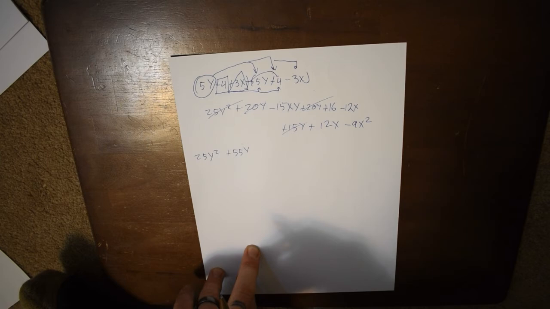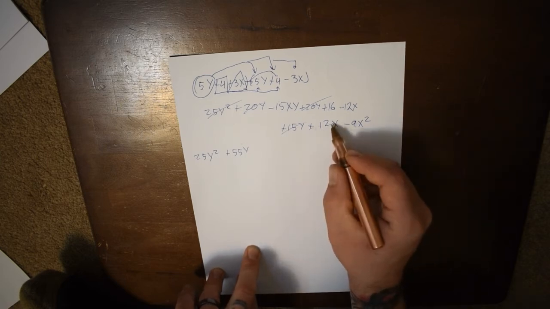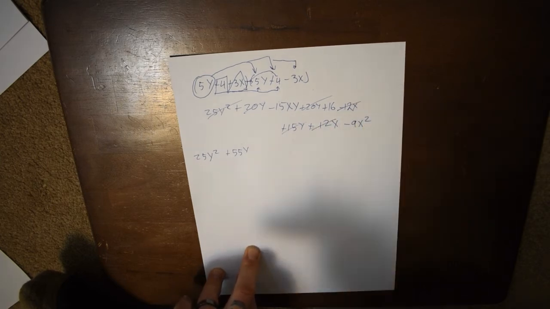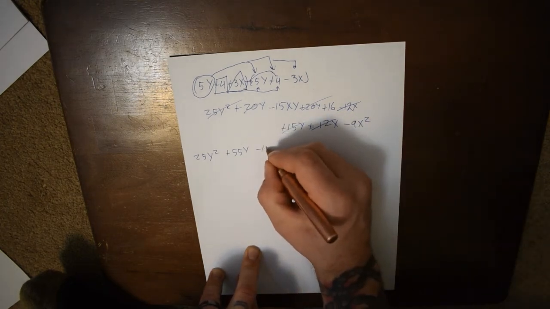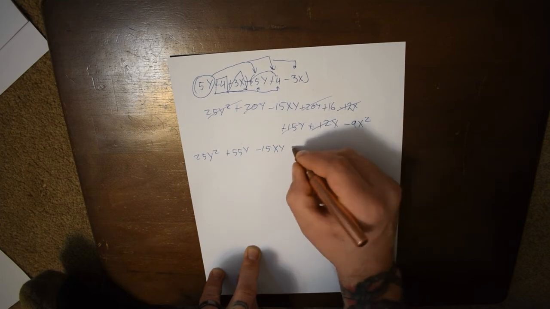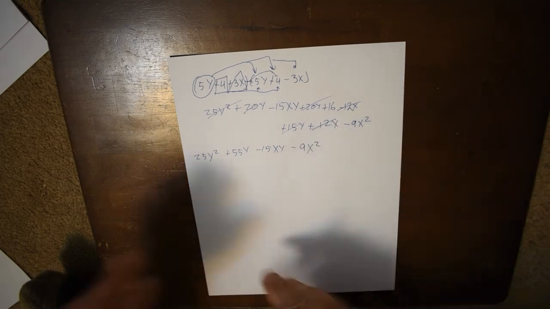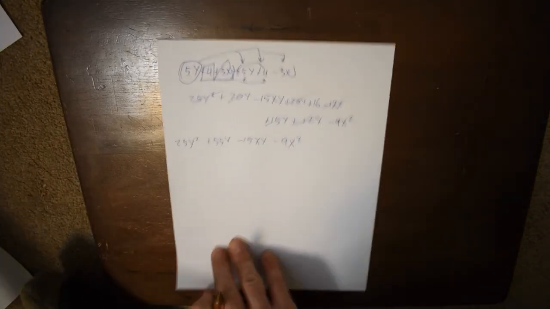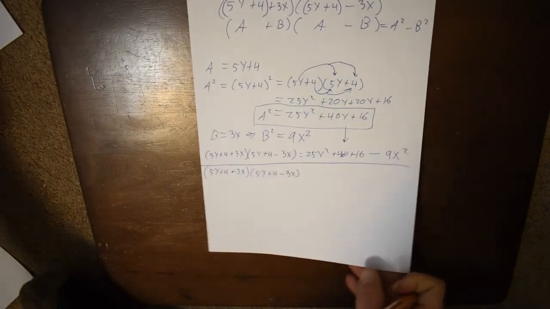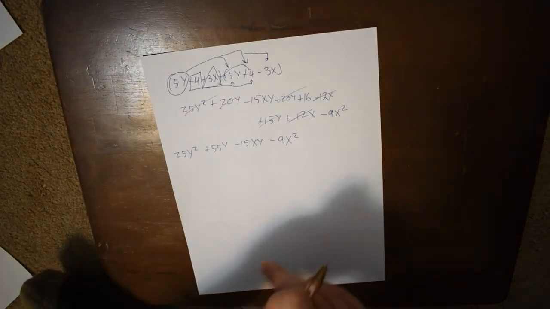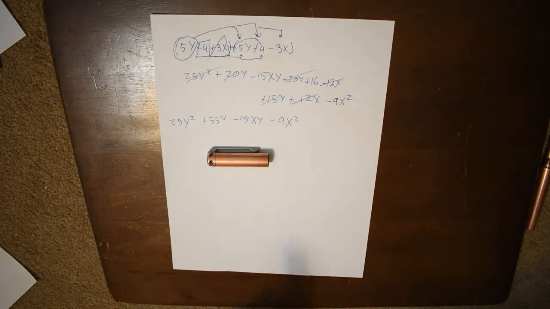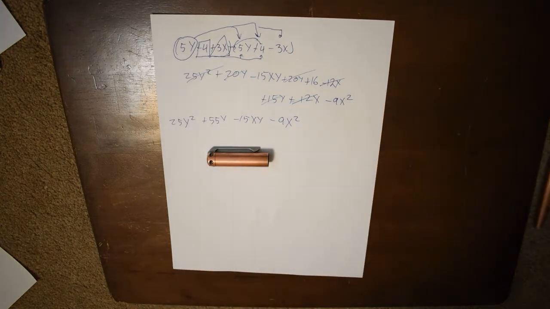Oh, we have a positive 12x and a negative 12x. Those are going to cancel. We've got a negative 15xy, and then minus a 9x squared. Let's see, 40y plus 16 minus 9x. But I have clearly made a mistake because these two answers should be the same.